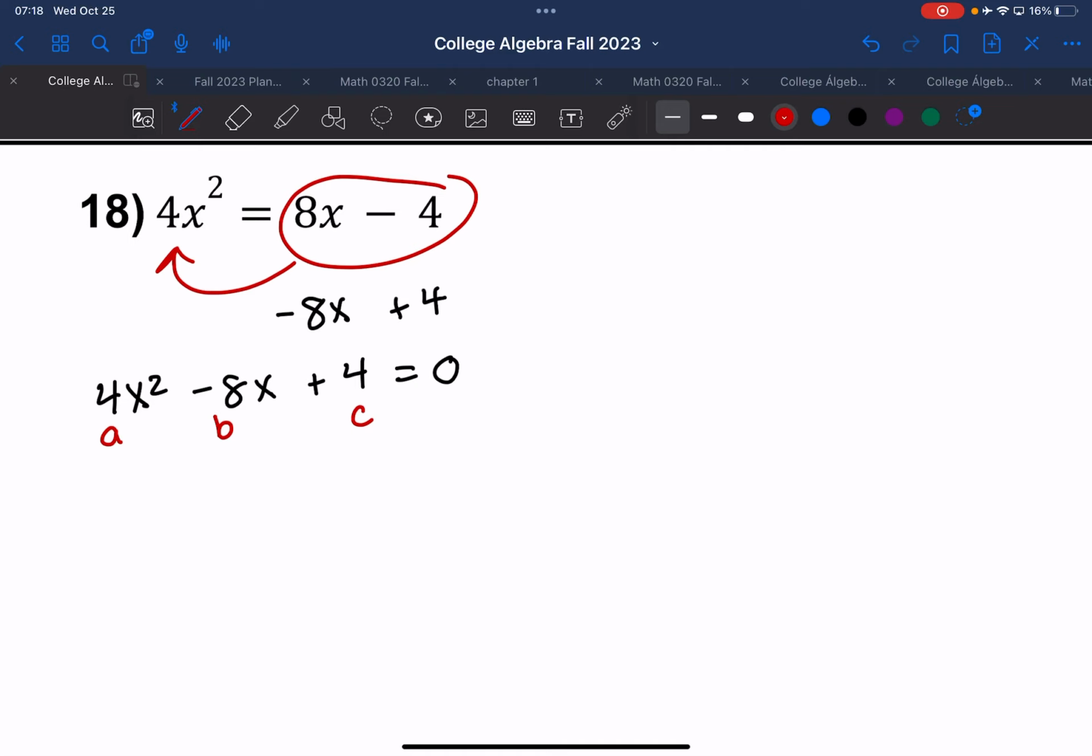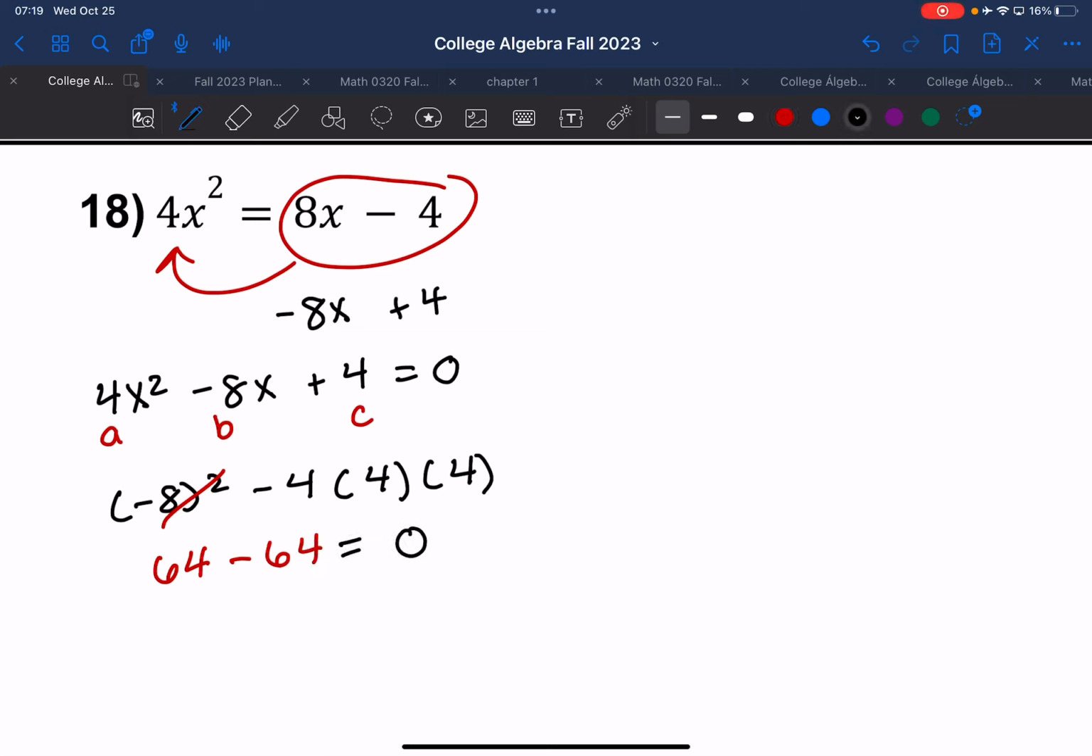Good, you should get 0, because if we plug it into b squared, so negative 8 squared, minus 4 times a, which is 4, times c, which is again 4, and then we simplify. Negative 8 squared is 64. Negative 4 times 4 times 4 is negative 64. Subtract those, and we get 0. And that 0 tells us what? 1 real solution.